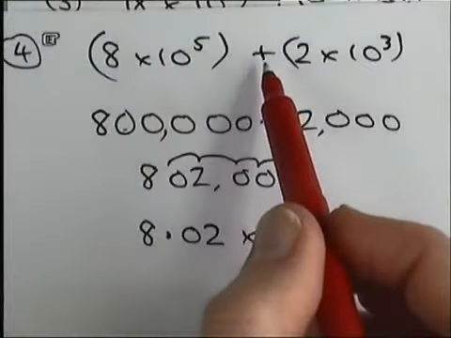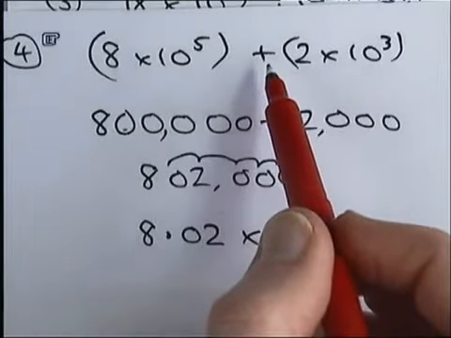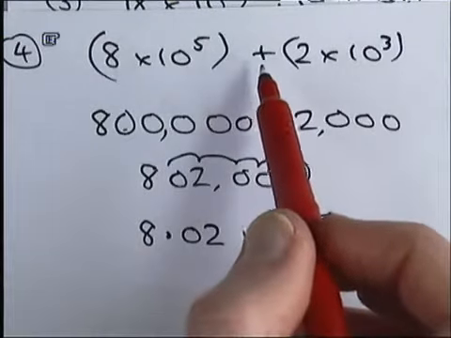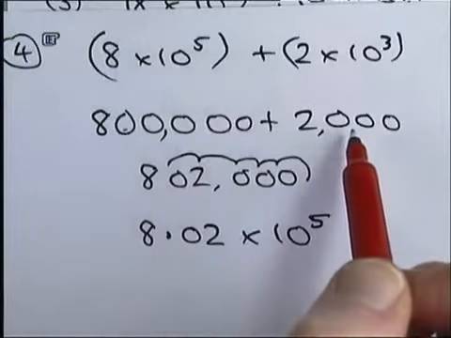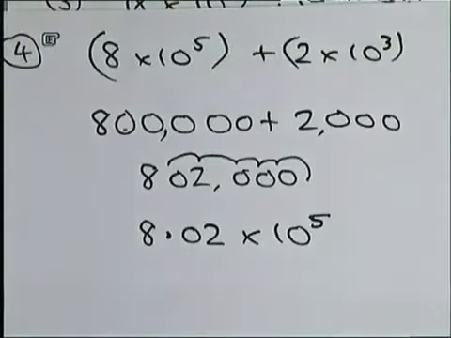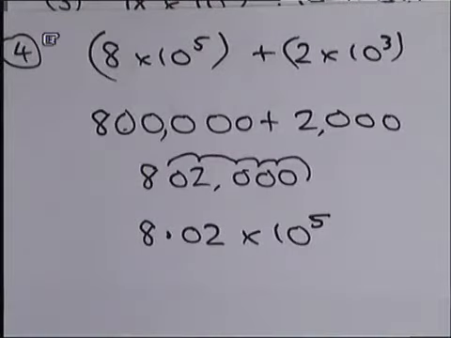But if you're doing any addition or subtraction with standard form, you can't do anything clever. You just need to write each number out as a normal number and then do your sum. You can then convert it into a standard form number again at the end.